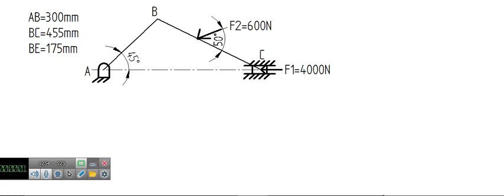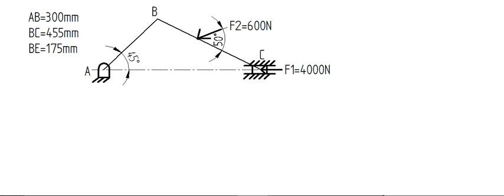Let's see a problem for the static force analysis where two forces are included. In the question the length of AB is given, the length of BC is given, and the length for BE is given. So two forces are acting, one acting on the slider part, that is F1, which you can give as 4000 Newton, and then F2, 600 Newton at an angle of 50 degrees at this point, that is 175 mm, and AB length is already 300, and BC is also given, so 1455 mm.